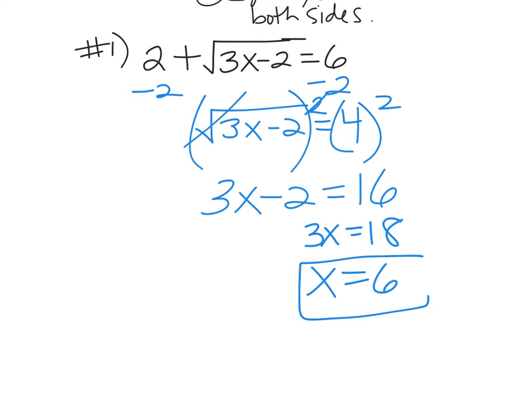Put a box around it. You can even be a little extra and check your work. You don't have to. Maybe on a quiz or test, you want to make sure you got it right. You would plug 6 back in to your original. 6 times 3 is 18 minus 2. Square root of 16. 4 plus 2, 6.